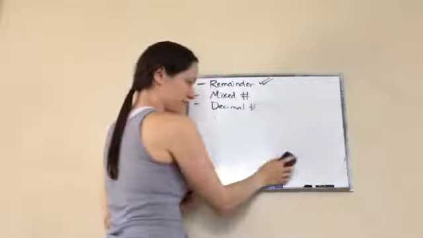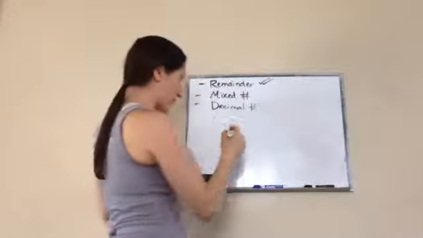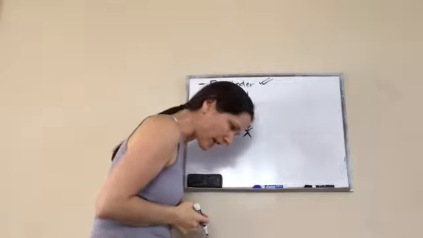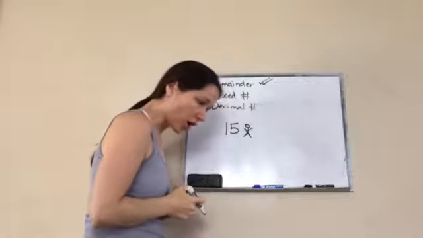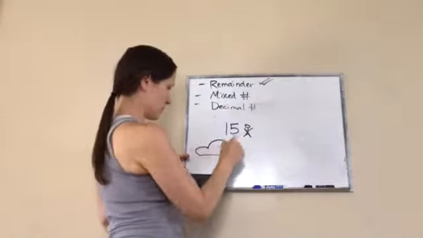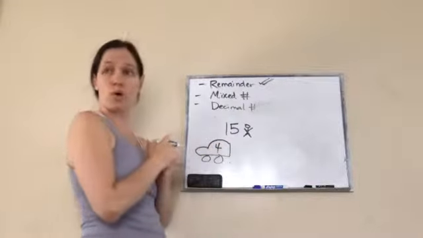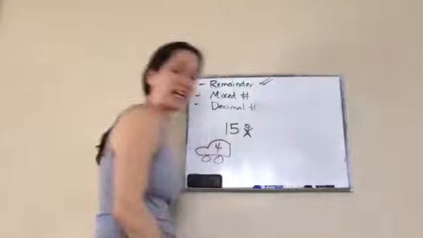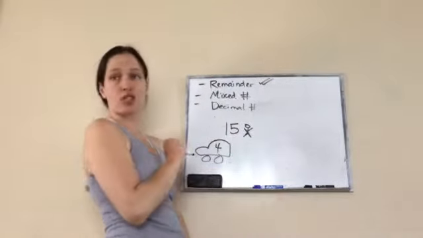Question number 3. So far, remainder is winning. 15 children need a ride to the fair. Each car can transport 4 children. Each of them holds 4 of them. So, how many cars are needed to transport 15 children?